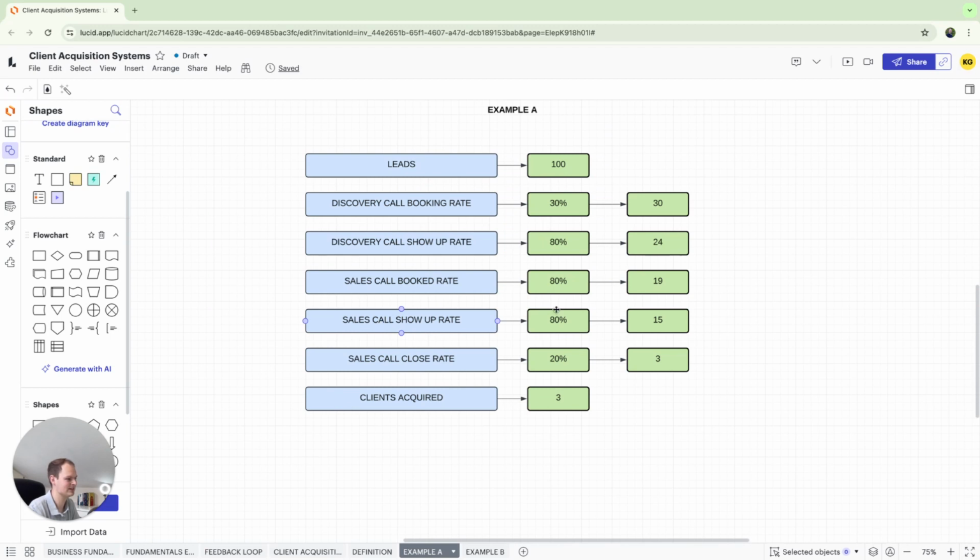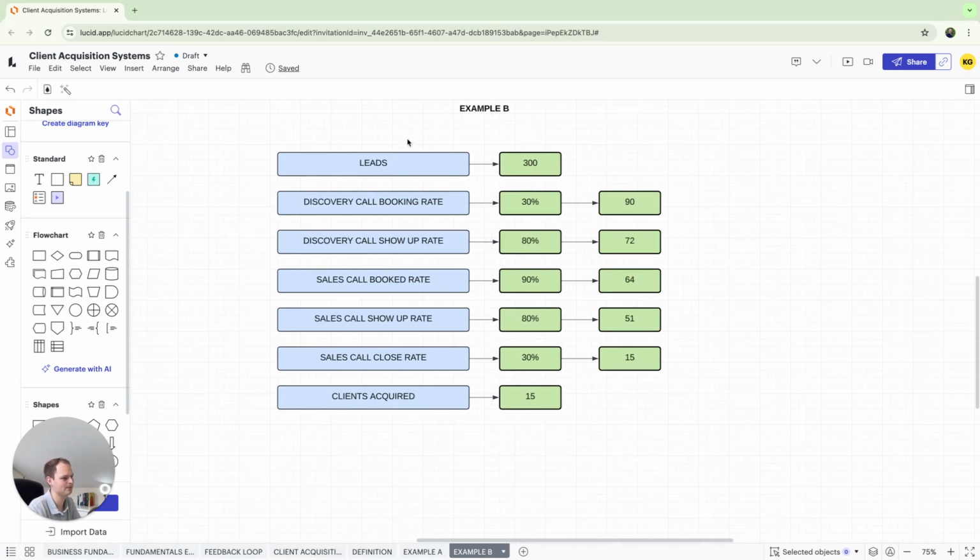Out of those 19 sales calls that we book, how many of them show up? 80%, we're left with 15. And then on the sales calls, how many can we close into customers or clients? 20%, we're left with 3. So from 100 leads, we have acquired 3 clients.